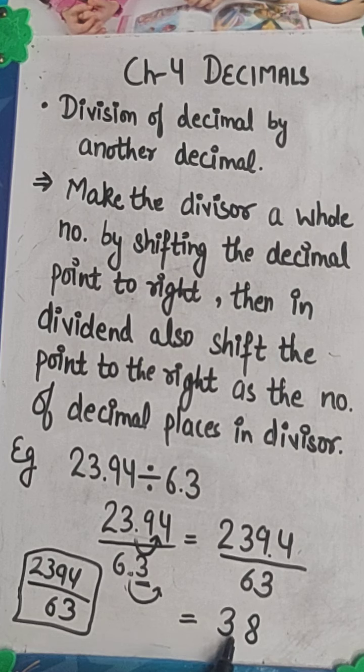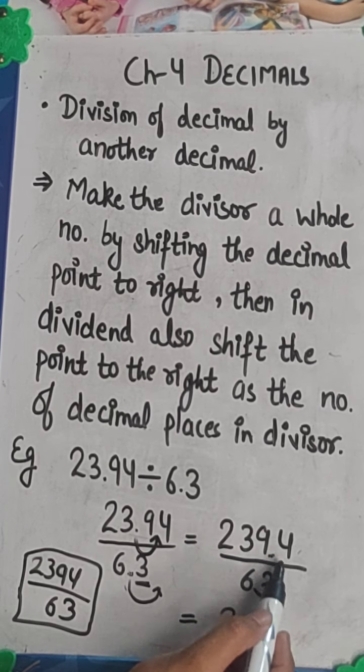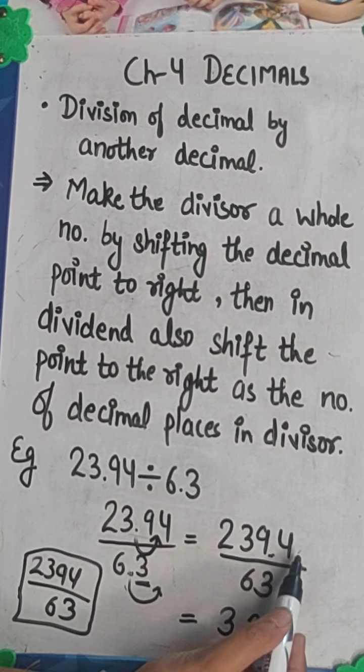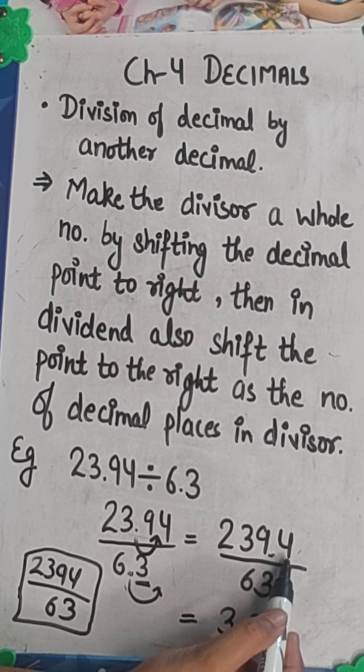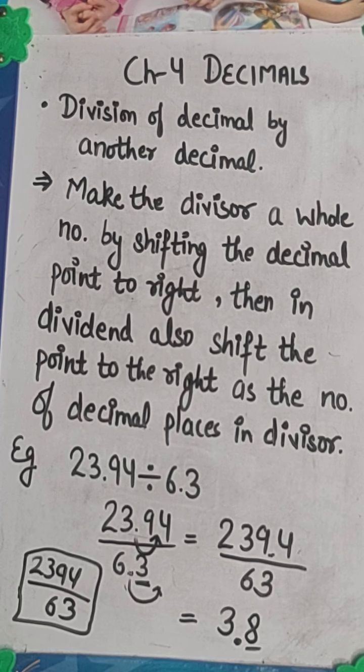After that, where do you have to put the decimal? In this case, after the decimal we have only one digit. So counting from last, we have to put the decimal before one digit. So our answer is 3.8. In the same way you can shift the decimal. Okay, now we will discuss some other topics of this chapter in our next video.